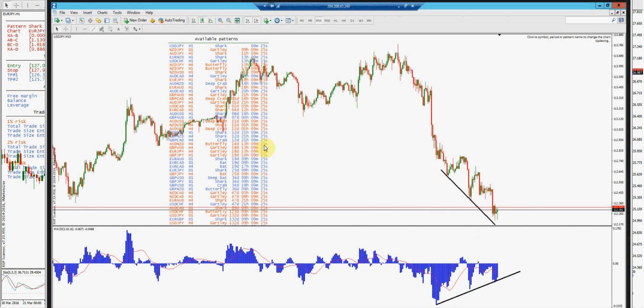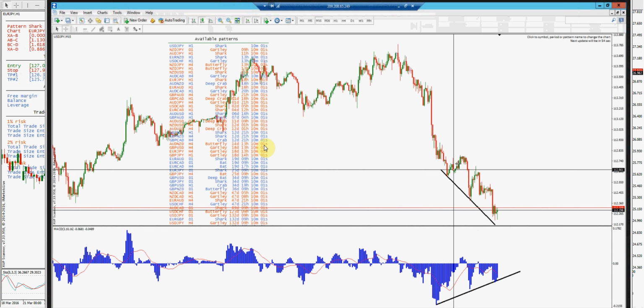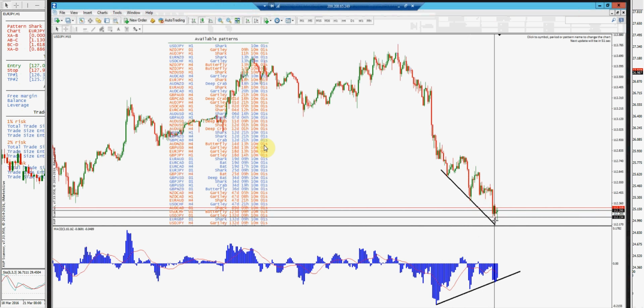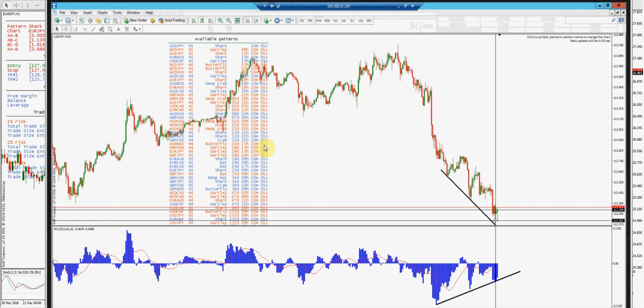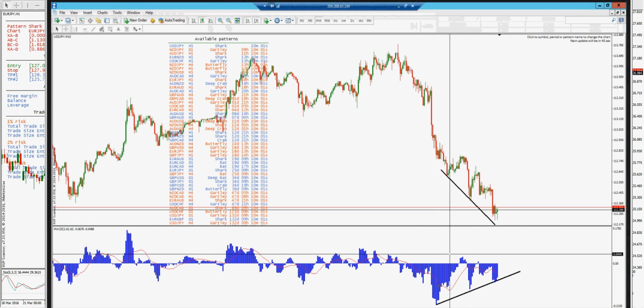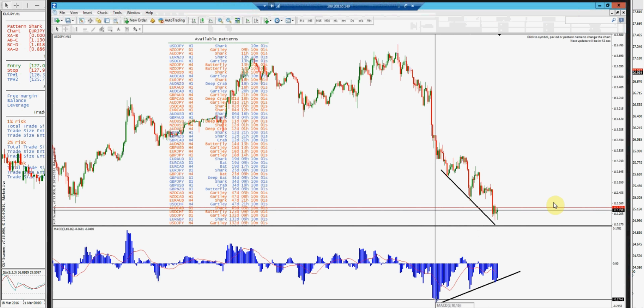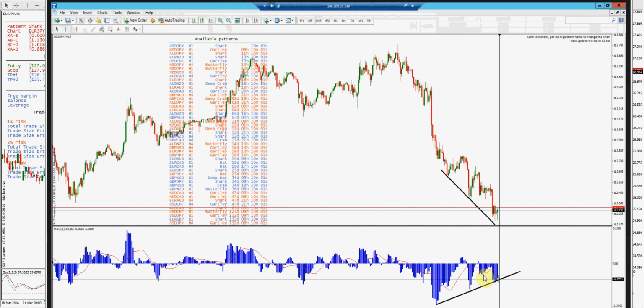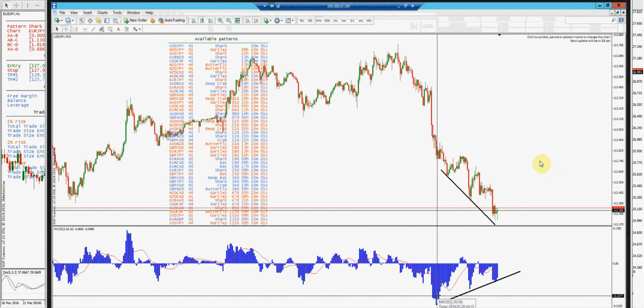All right, guys, sorry about that. We've got 3 drives to the downside: 1 drive, 2 drives, 3 drives down. Everybody see this? Do you notice the oscillator, MACD, the drives are higher? This is a loss of momentum to the downside.